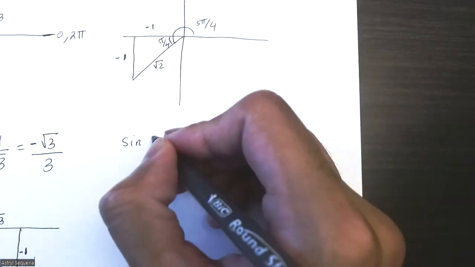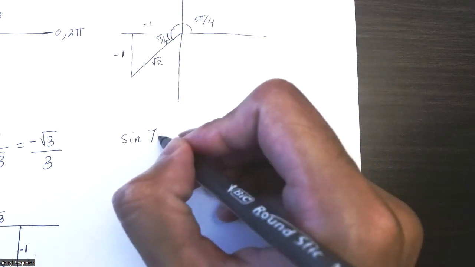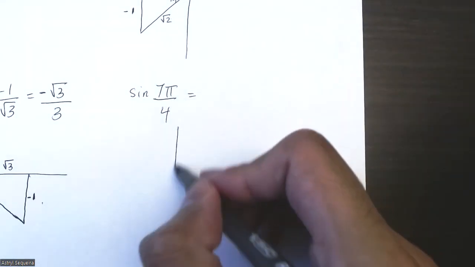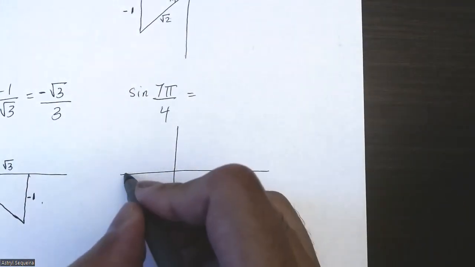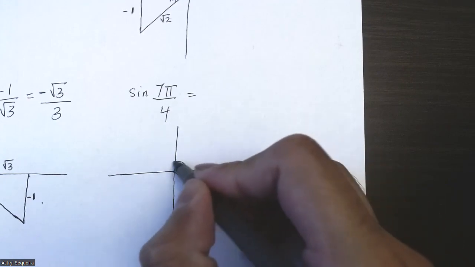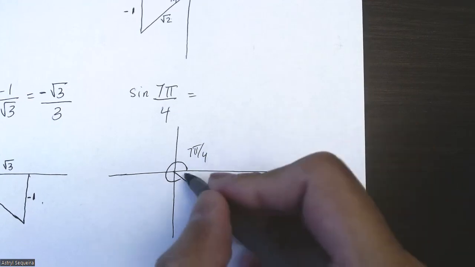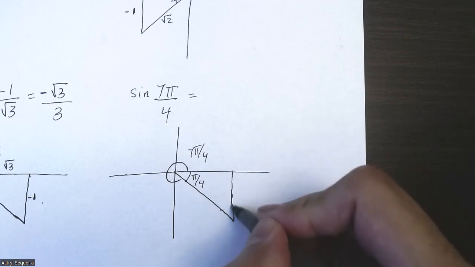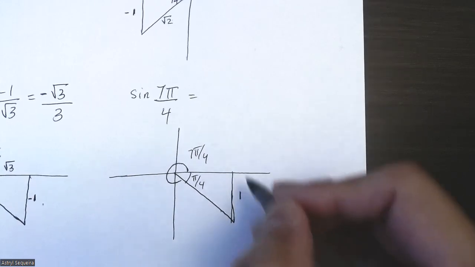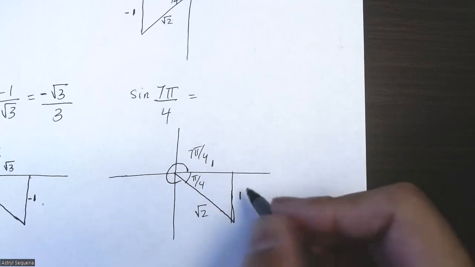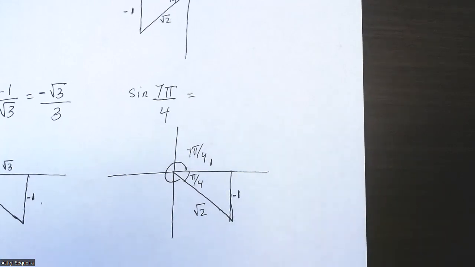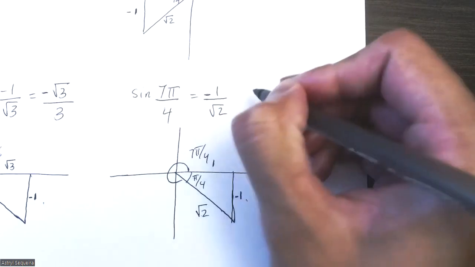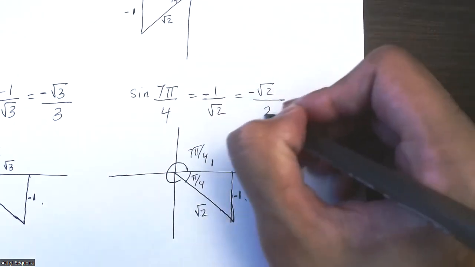Fourth example is sine of 7 pi over 4. So again, in this one, I'm going to draw the quadrant out. 7 pi over 4 is in the fourth quadrant. I do 2 pi minus 7 pi over 4. I'll get pi over 4 as the acute angle. And we have 1, 1, and root 2. This one's going to be negative. X value is going to stay positive. The sine is opposite over hypotenuse. Negative 1 over root 2, which is negative root 2 over 2 if you rationalize.